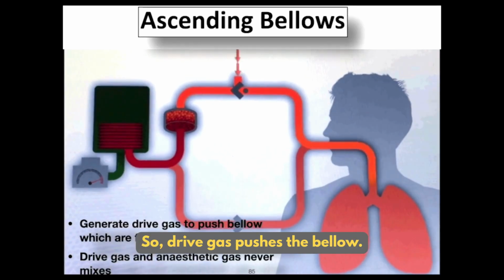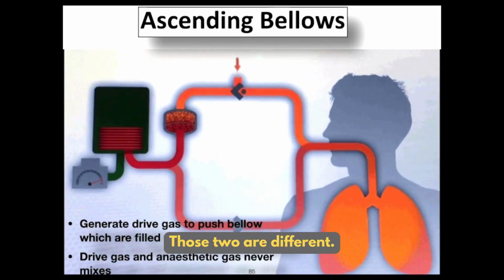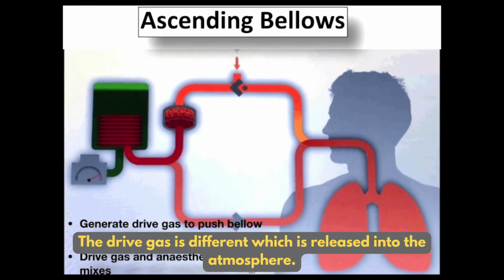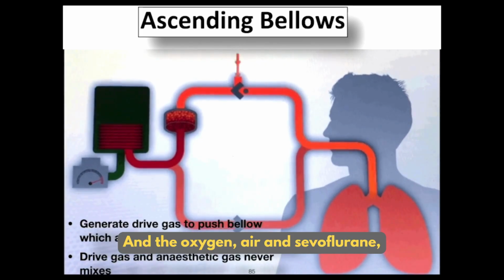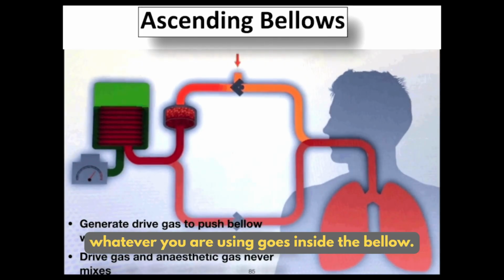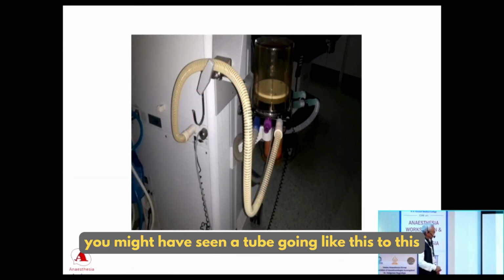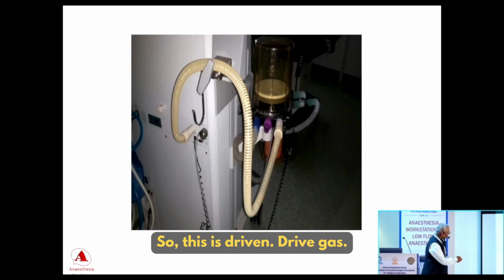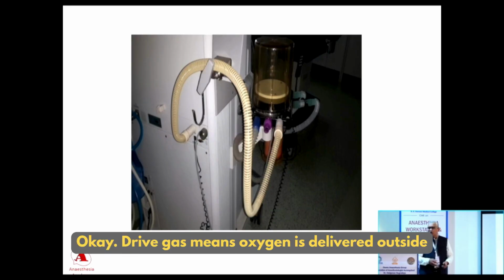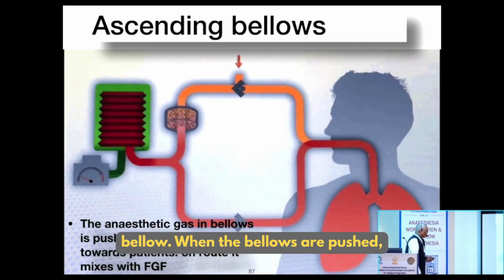So drive gas pushes the bellow. Drive gas and anesthetic gas do not mix here; the two are separate. The drive gas is released into the atmosphere, and the oxygen, air and sevoflurane, whatever you are using, goes inside the bellow. In some machines, you might have seen a tube going to this particular part of the bellows. This is drive gas. Drive gas means oxygen is delivered outside the bellows to squeeze the bellow.